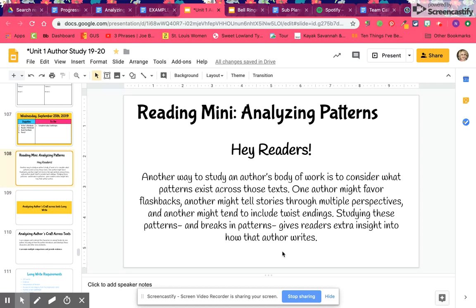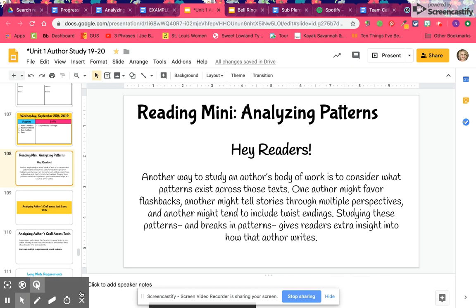In some of your stories, you'll notice that there's a lot of telling stories through different perspectives. Wendy Mass has some of her books told from different perspectives. Same thing with Sharon Draper. So is that a pattern for her? These authors have multiple texts that are written that way. Looking at these patterns and at how an author does things similarly and differently from different books can give us an idea of what type of author we like and what type of writing we like.